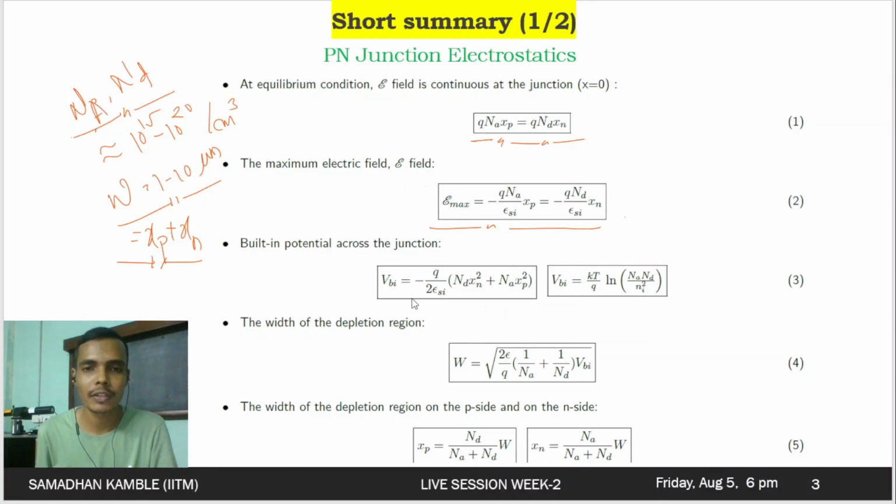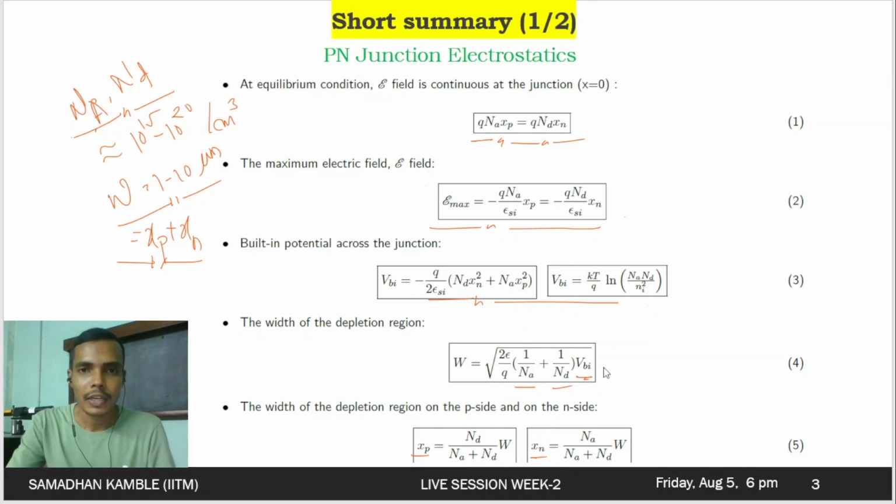The built-in potential that is generated across the region is given by these equations. This equation I have summarized so that it will be helpful in problem solving. So the depletion width is a function of the acceptor and donor concentrations and also the built-in potential. This forms the relation for the depletion width, and the depletion regions on the P side and the N side are also functions of the doping densities, and the sum of these two is nothing but the total depletion width.